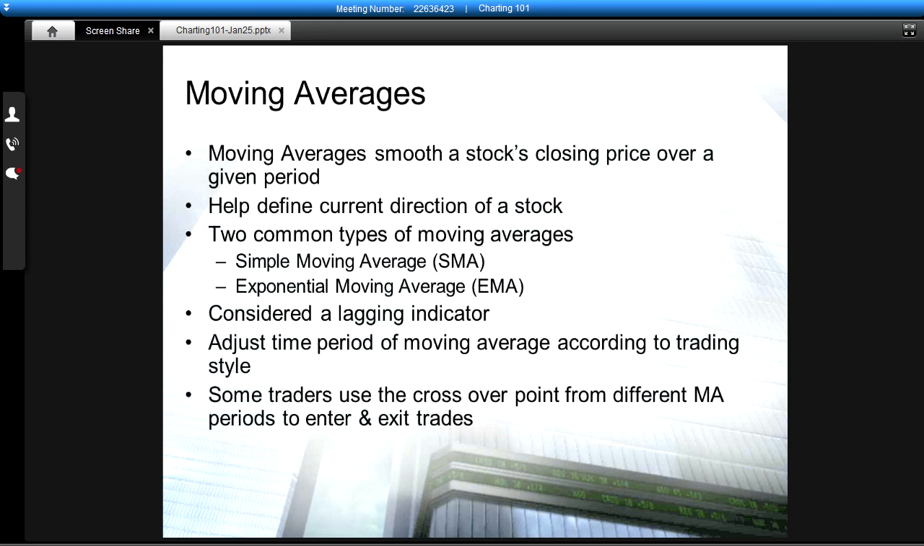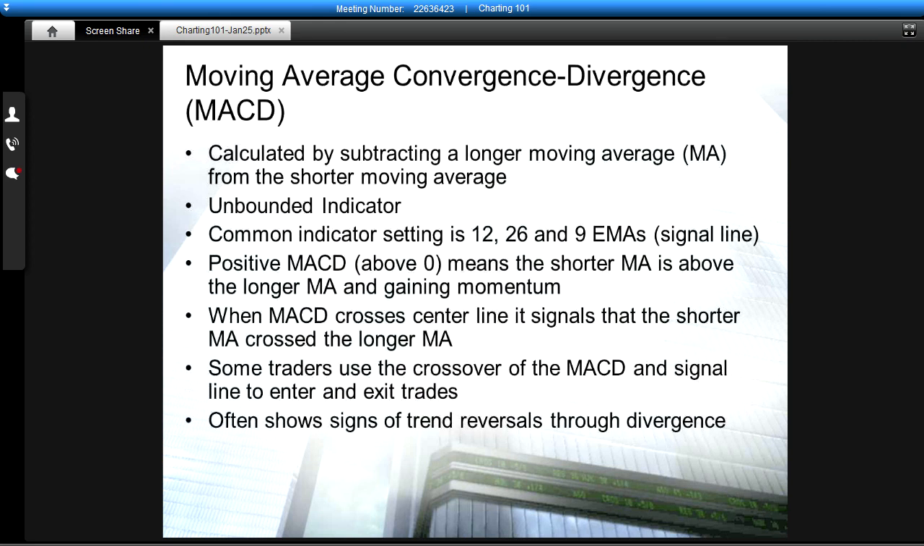The next common indicator that people like to use is the moving average convergence divergence, or the MACD. This is calculated by subtracting a longer moving average from a shorter moving average, and then having another moving average which symbolizes a single line. This is an unbounded indicator, meaning that it can go above 0 and below 0 at any number. Some of the common indicator settings for this are 12, 26, which are the two moving averages that it uses in the calculation, and the 9 EMA, which is the trigger line.